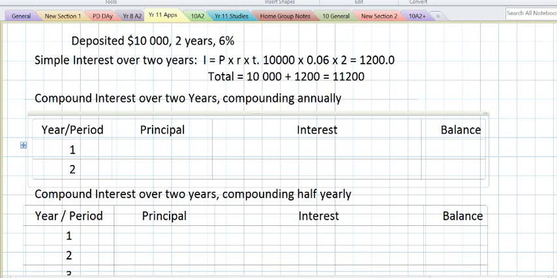Alright. Now, this table is a miniature of what you did for homework last night. How much do we start off with for principal here? 10,000. Then our interest would be 10,000 times 1 for the years times 0.06, and that would get us an interest payment of $600, giving us a total balance at the end of the first year of $10,600.